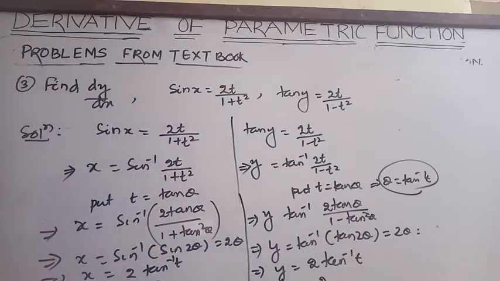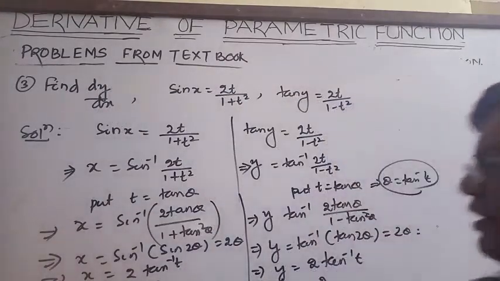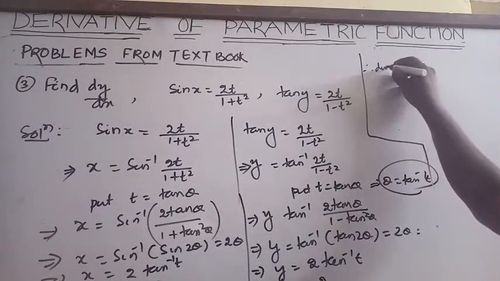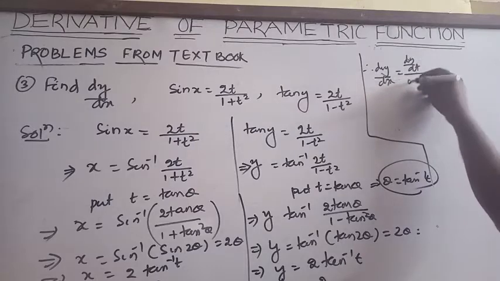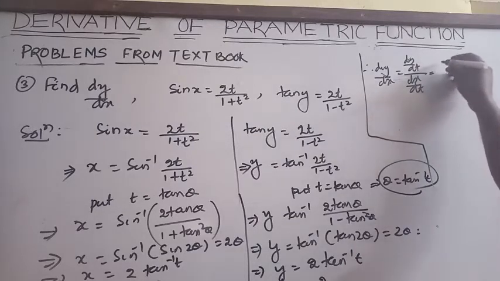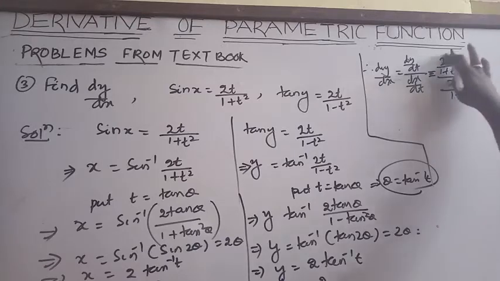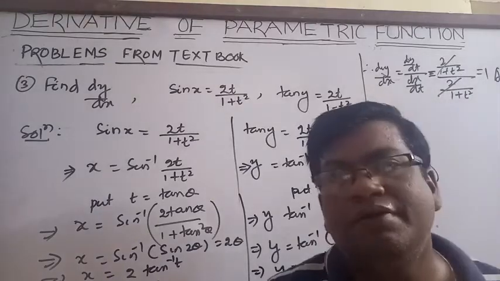Therefore dy by dx is equal to what? dy by dt whole divided by dx by dt. So this is equal to 2t by 1 plus t square, whole divided by 2 by 1 plus t square. Same thing cancels, so 1 is the answer.